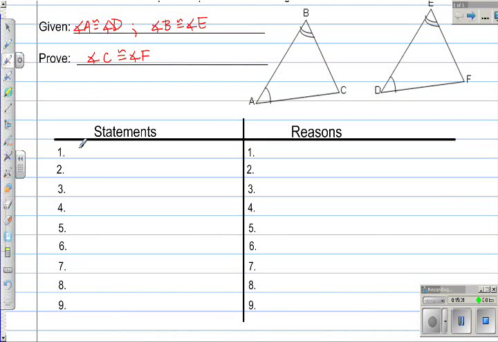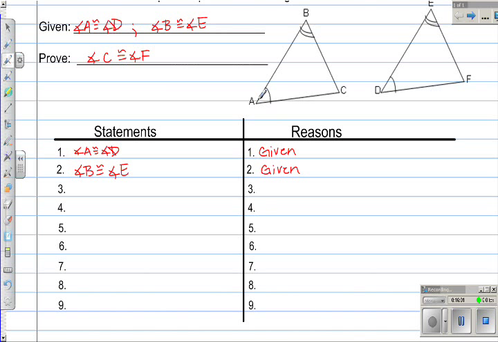So our first statement, now that you've already worked it yourself, you can compare with me. We have angle A is congruent to angle D because of given, and our picture's already marked. Then we have angle B is congruent to angle E, again given, and our picture's already marked.